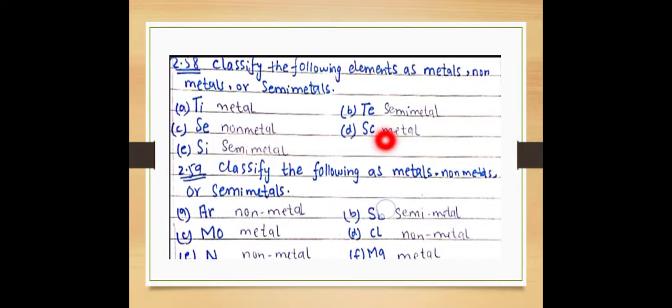So for example, in this case selenium is a non-metal, silicon is a semi-metal. Similarly, we can classify argon as non-metal, nitrogen as non-metal, chlorine as non-metal, and magnesium as metal, because it is in the 2A group, and nitrogen is in the 5A group.